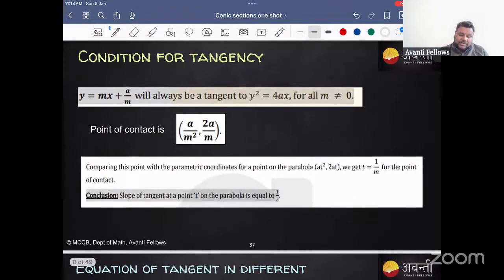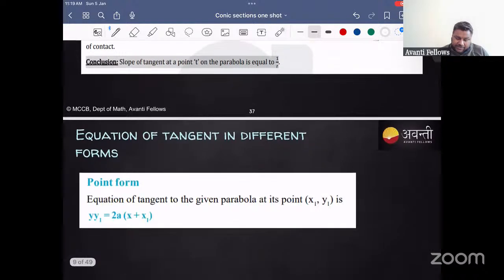Now there we go with the condition for tangency. In the slope form, tangent will be y equals mx plus a upon m. Definitely m should not be 0. In that case, the point of contact is (a upon m square, 2a upon m). Now comparing this point with the parametric form of a point on the parabola, we get t equals 1 by m. Leave this point.